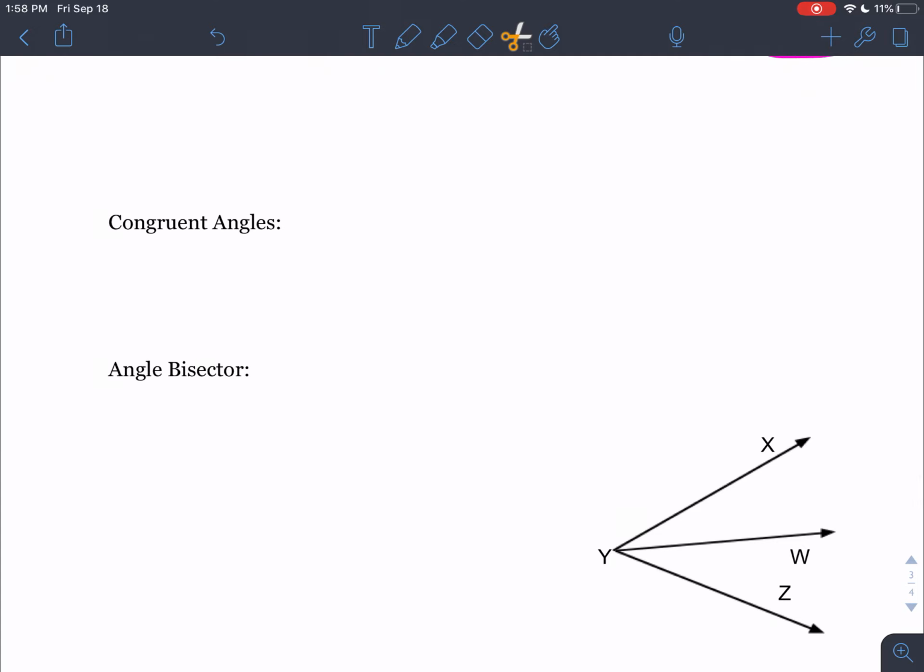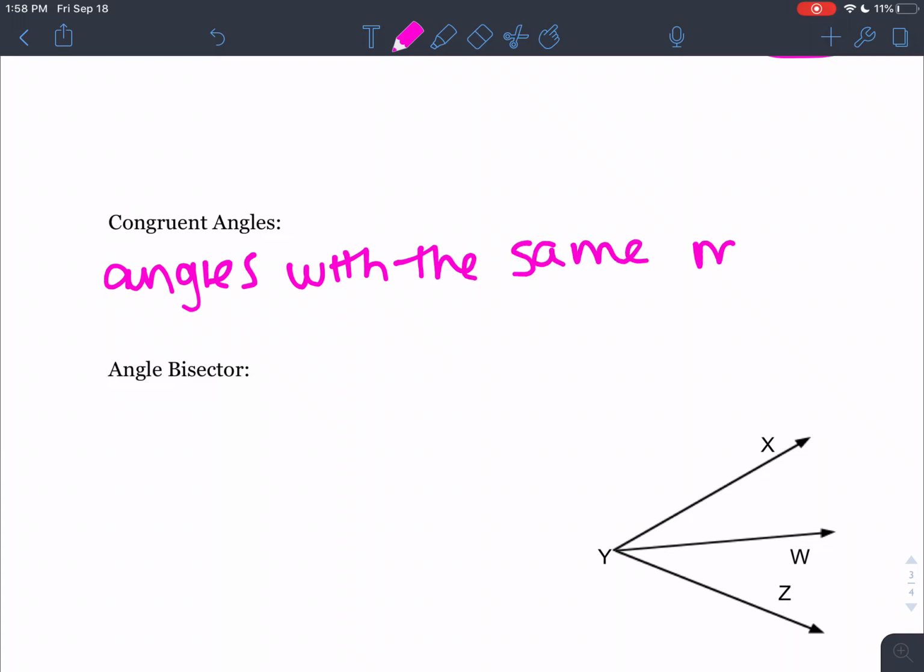Moving on to congruent angles. Congruent angles describe two angles that have the same measure, or it could be any number of angles with the same measure. Now, just like segments, angles themselves are congruent because their measures are equal. So measures are equal, but angles are congruent.